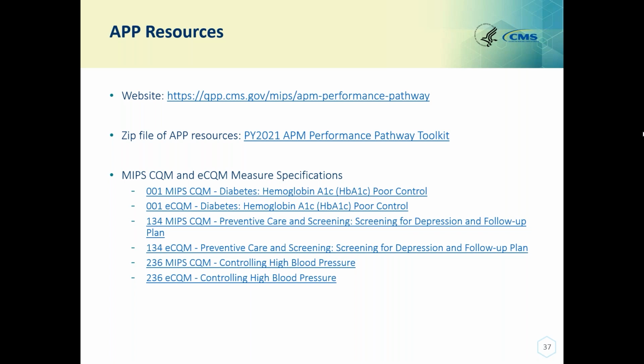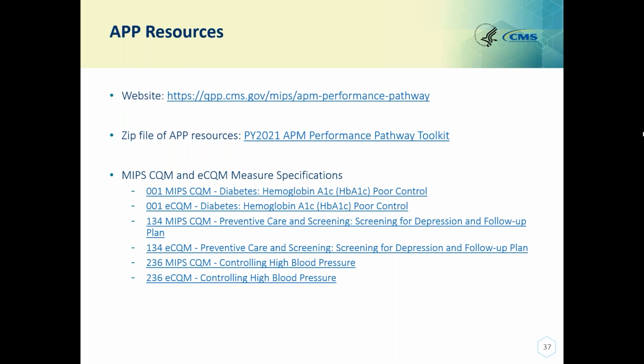Yes, that's a great question. Yes, that OCM practice, luckily OCM practices tend to be singleton anyway, but if you report as an OCM practice to MIPS, you can report on any quality measures that you want. You do not have to report the APP, but you still will get the benefit of having the cost performance category reweighted as long as you report as an OCM practice.